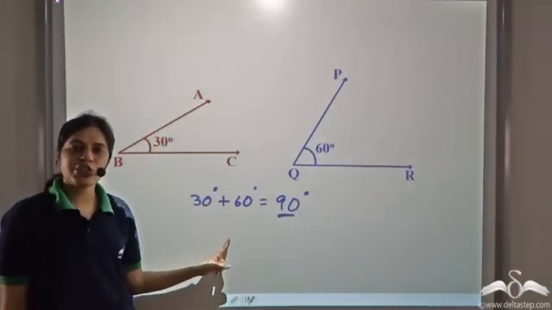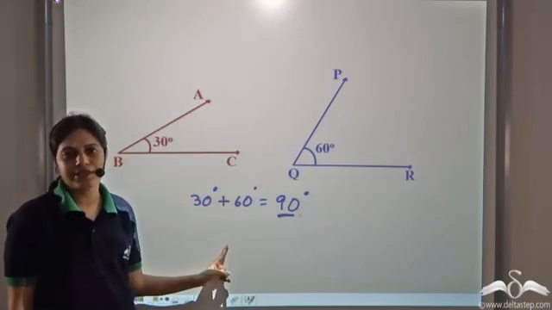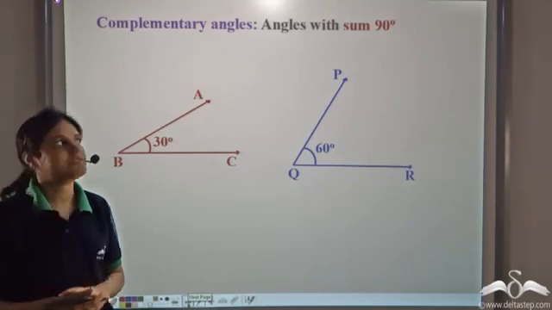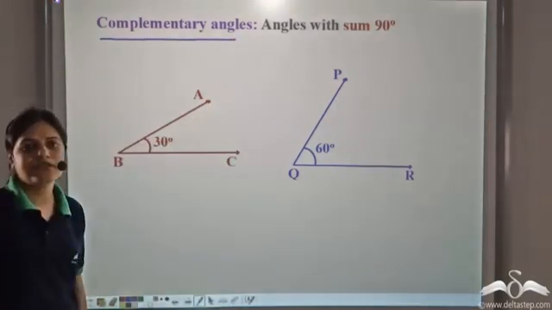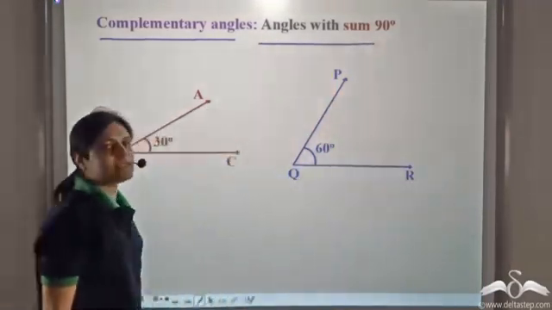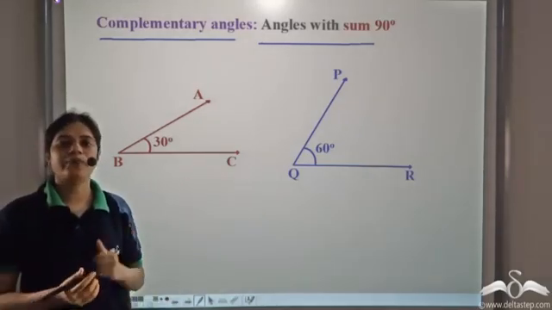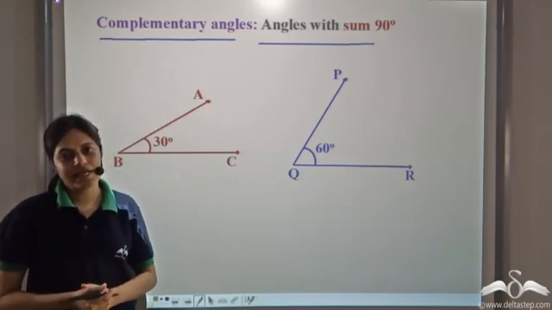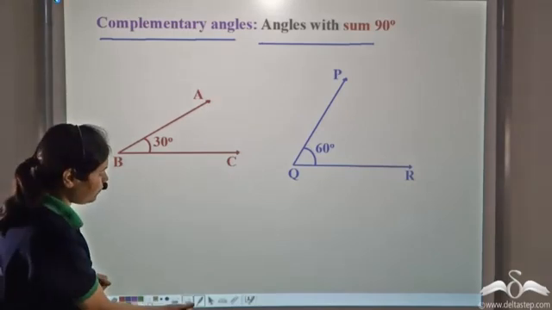And there is a special name for such angles which add up to 90 degrees. They are called complementary angles. So complementary angles are the angles which add up to 90 degrees, or the angles with sum 90 degrees. So these two are complementary angles. So any two angles whose sum is 90 degrees are called complementary angles.